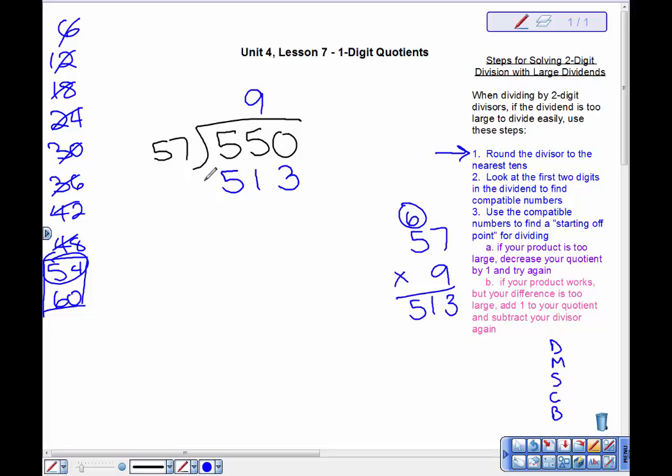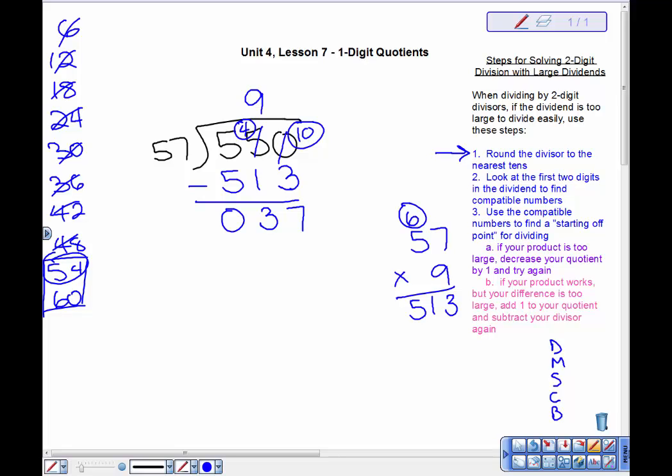What I'm going to do now is subtract. That's the next step. 0 minus 3 I can't do, so I'm going to come over here and borrow from the 5. Turn it into a 4 and circle it. Turn the 0 into a 10. 10 minus 3 is 7. 4 minus 1 is 3. 5 minus 5 is 0.